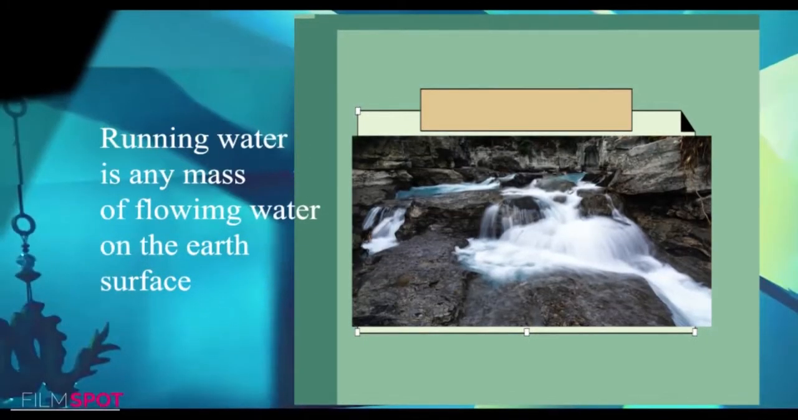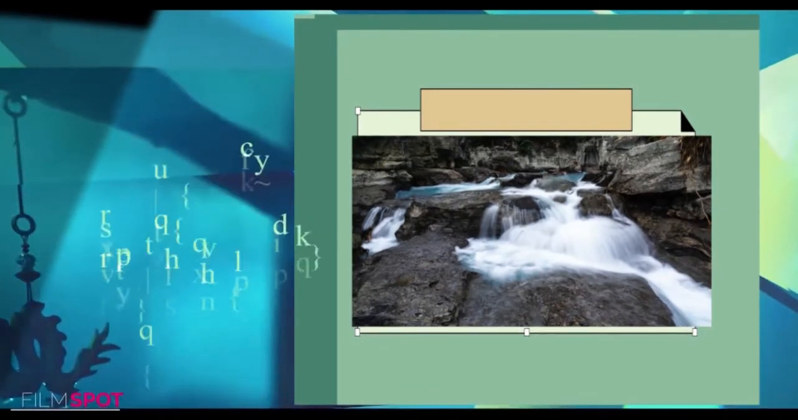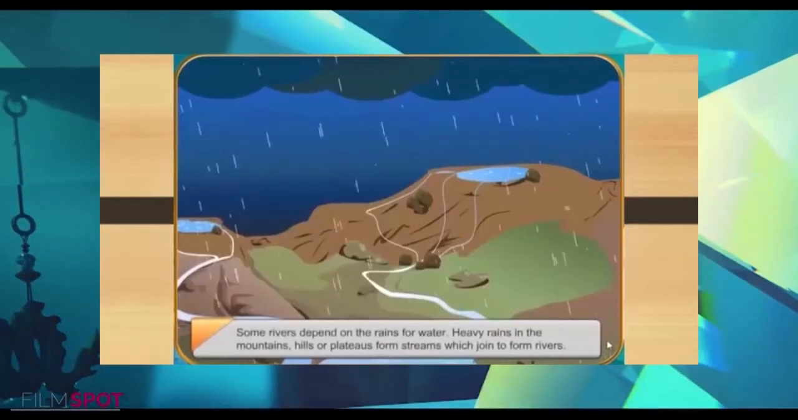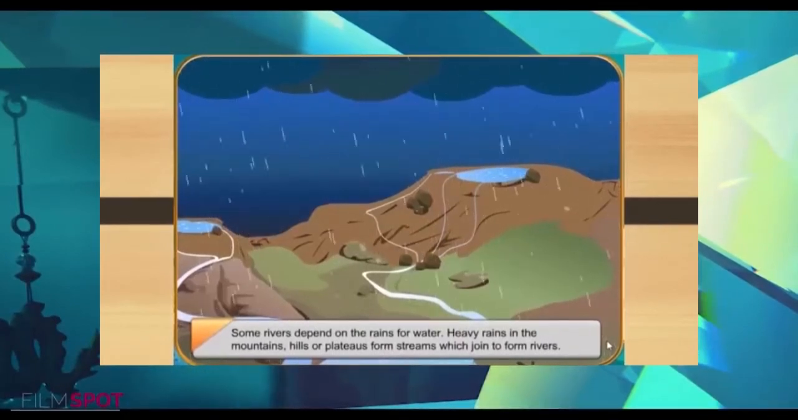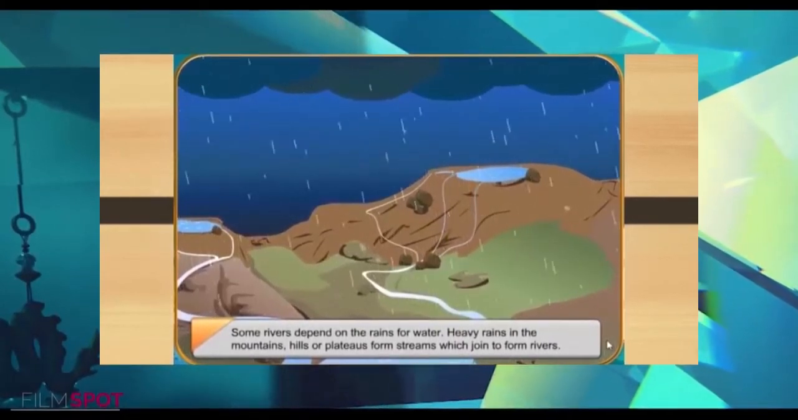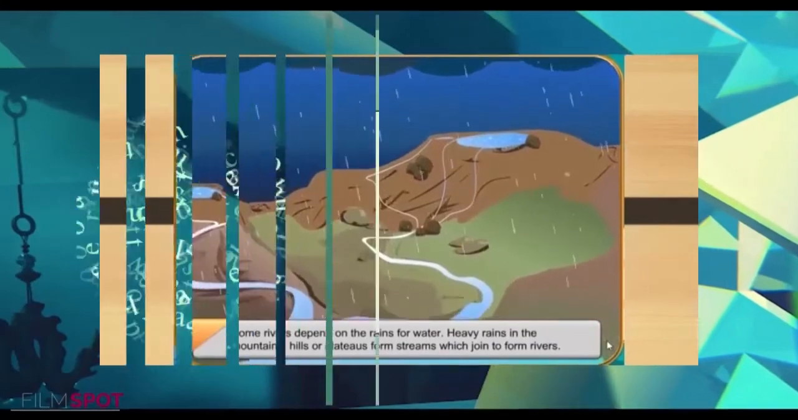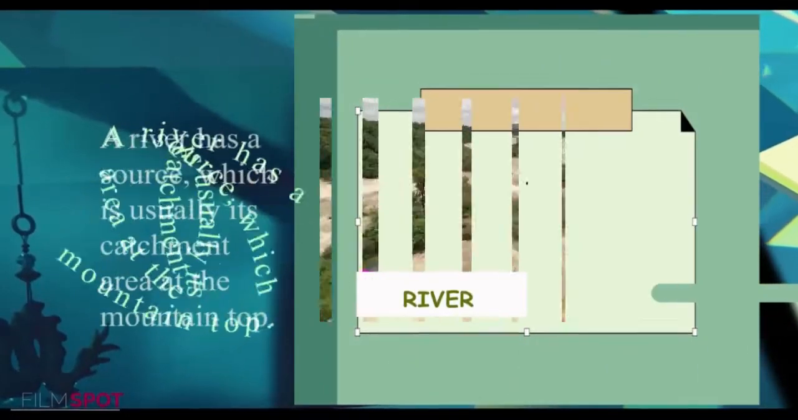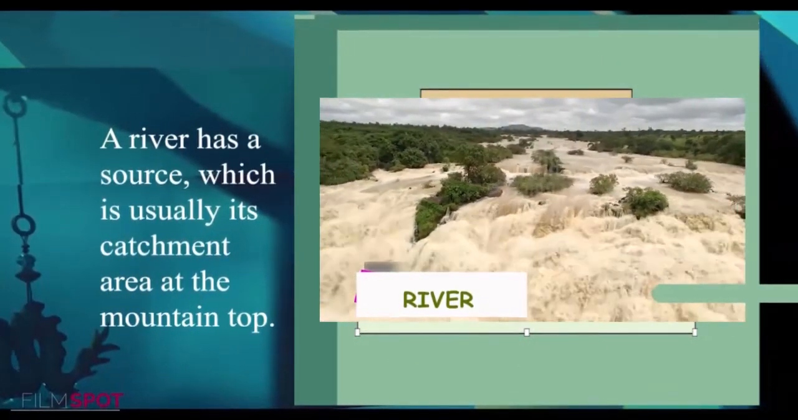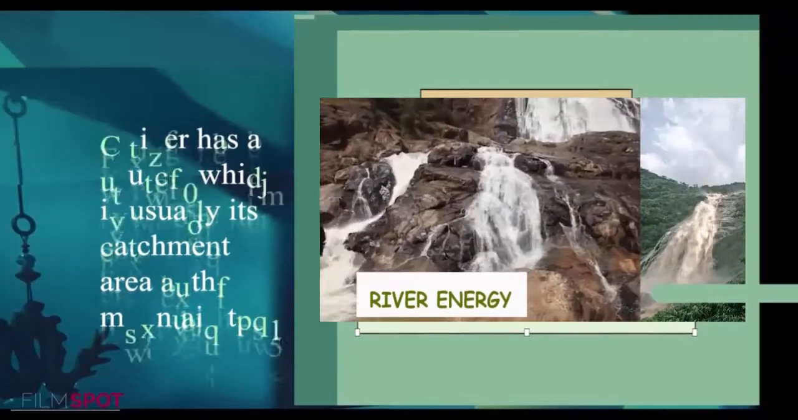Running water is the most potent agent of denudation. It's not confined to any hemisphere or latitude. This makes it the most important single agent of denudation. Running water is any mass of water that flows on the earth's surface from stream to river. It has a source and a mouth.